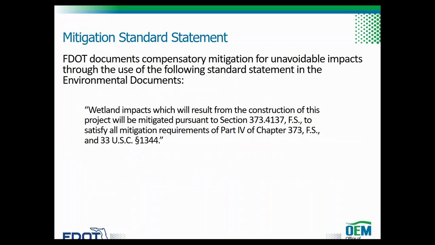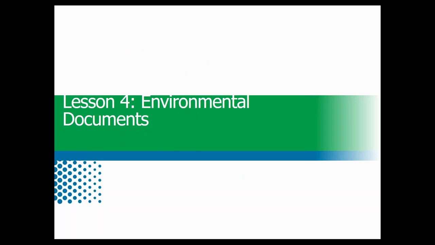FDOT documents compensatory mitigation for unavoidable impacts using the following standard statement in the environmental document. Wetland impacts which result from the construction of this project will be mitigated pursuant to Section 373.4137, Florida Statutes, to satisfy all mitigation requirements of Part 4 of Chapter 373, Florida Statutes, and 33 U.S.C. Section 1344. In Lesson 4, we learn how wetland involvement is documented in the environmental documents.